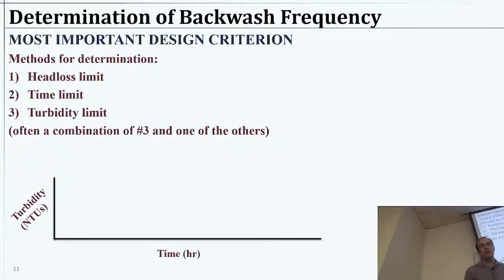So these are typically the time limits, typically between 24 to 96 or 100 hours. So that would be one backwashing cycle for every 1 to 4 days. So that would be typical. Now that's the time limit of operating the filter before you would need to backwash.